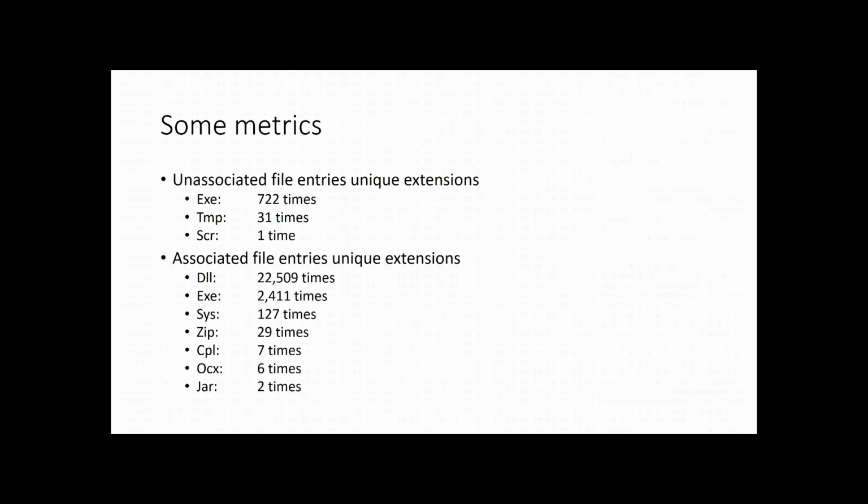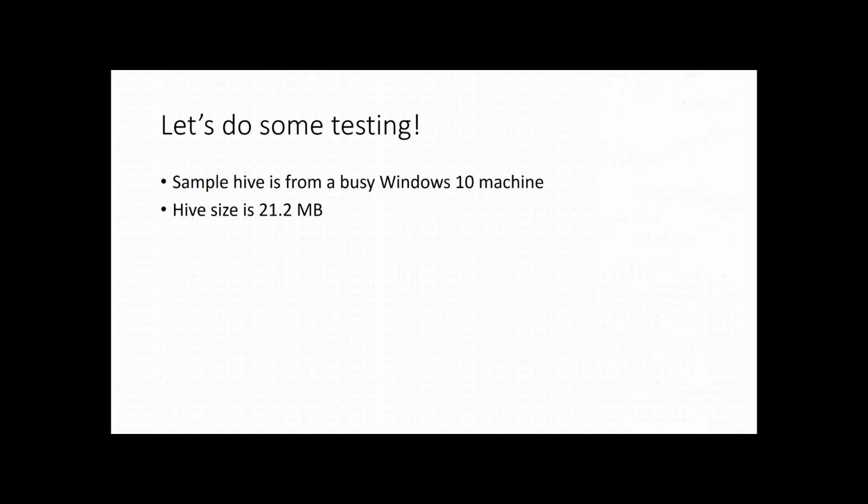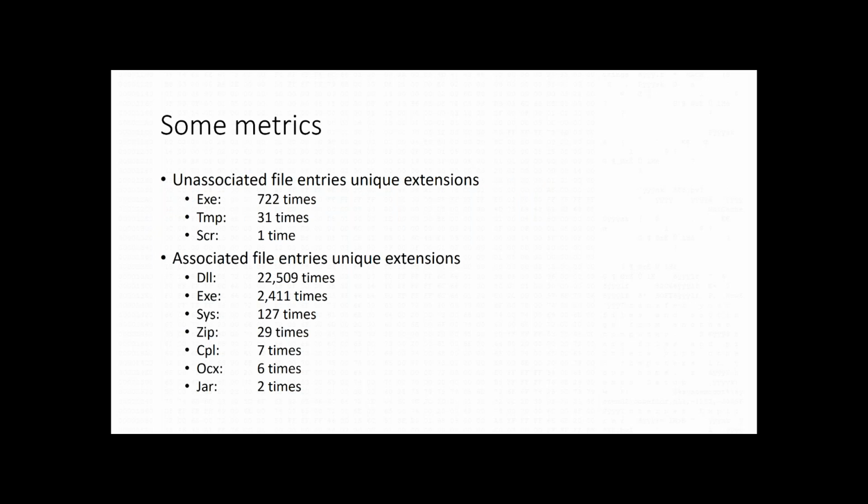the testing is just some metrics. So this is an example. So on this Hive, let me just step back. So this is a 21.2 meg Hive from a busy Windows 10 machine, a lot of things installed, a lot of usage, things like that. So if we take our Hive as a whole, and if you remember back to our file bucket, we have two types. We have the unassociated and the associated.